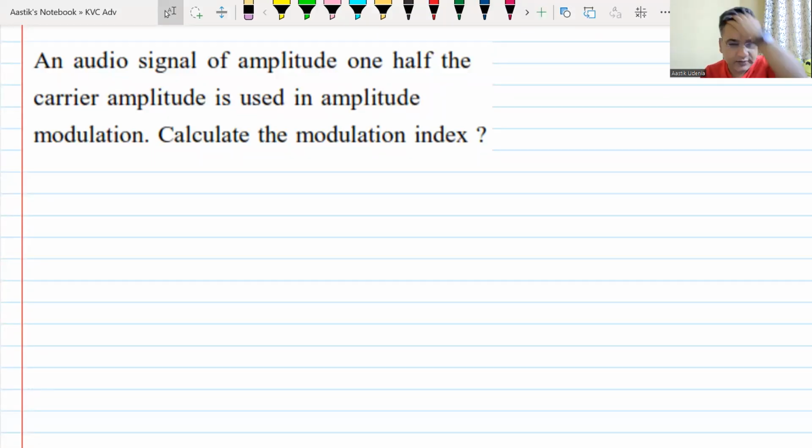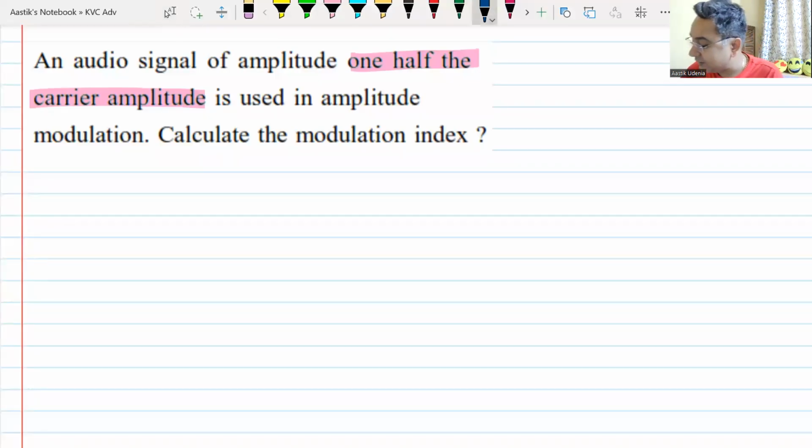This is a simple question that will help you in understanding the various formulae. An audio signal of amplitude 1/2 the carrier amplitude is used in amplitude modulation. Can you find out the modulation index? Use the formula. I'll give you 2 minutes. Best of luck.